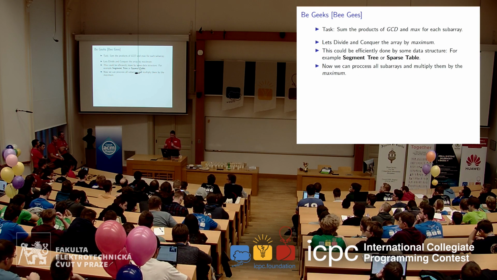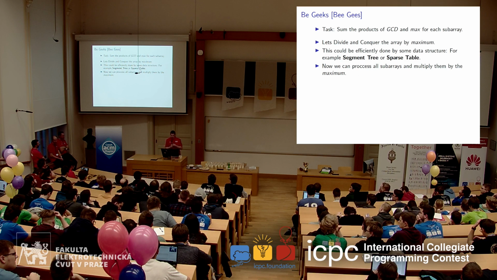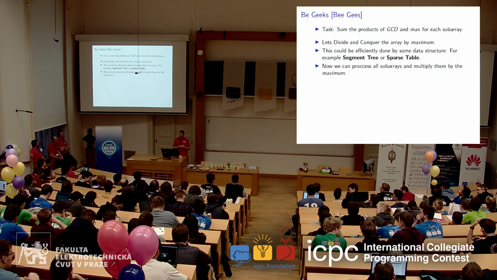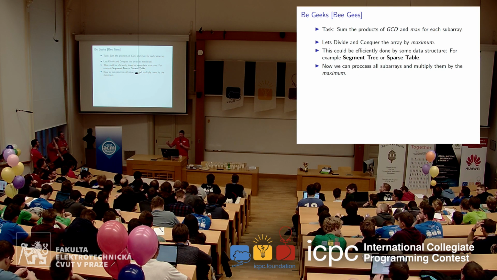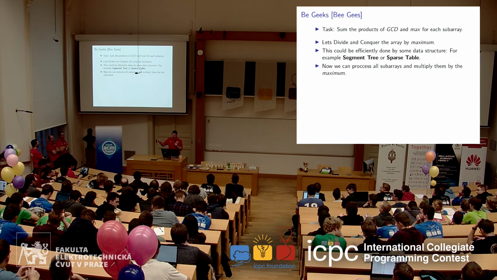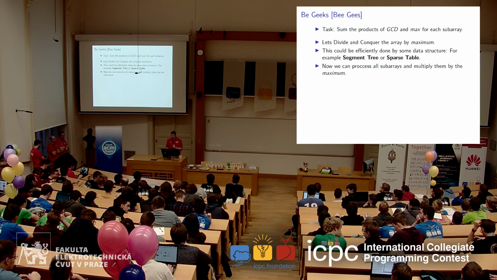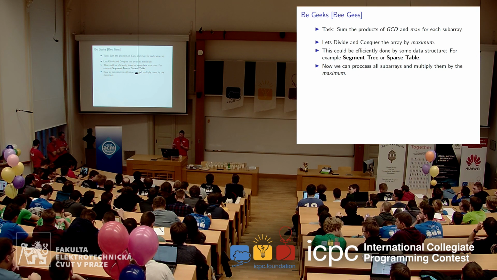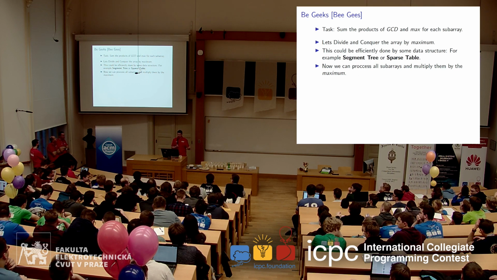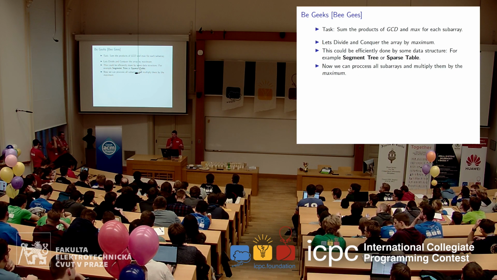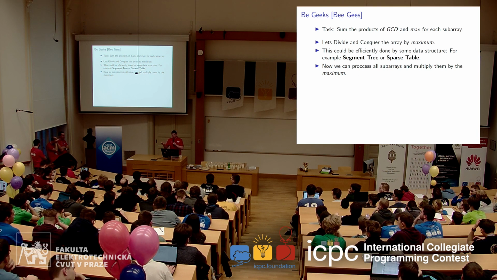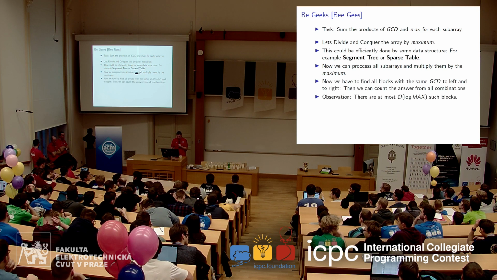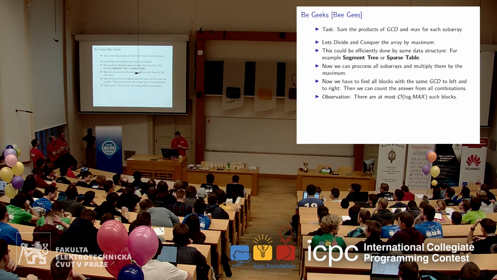So we searched for the boundaries of the blocks, and then for each combination we could easily count the GCD. So basically for each combination of such blocks, we added GCD times the maximum times the number of such subarrays. Then we divided the array into the left side of the maximum and the right side of the maximum, and we continued this process. So, well, okay, I skipped something.